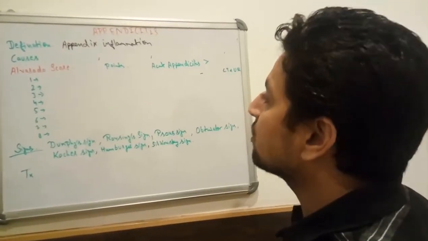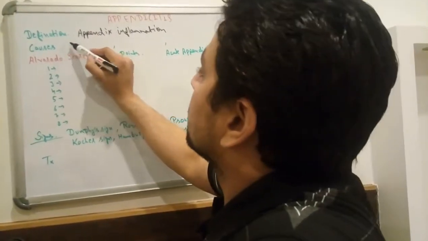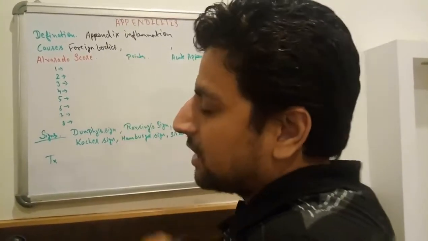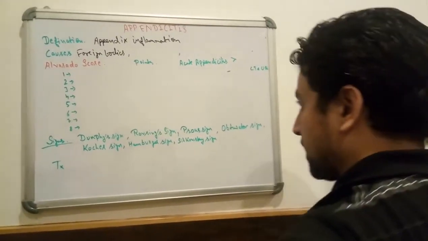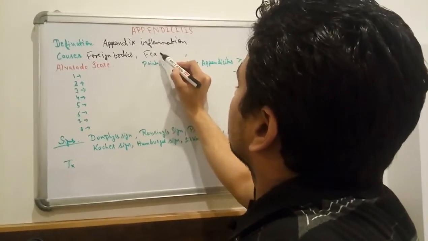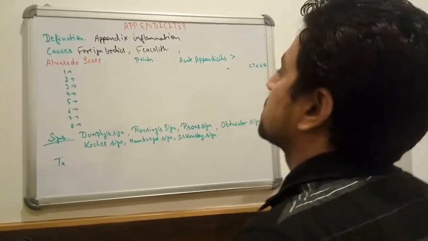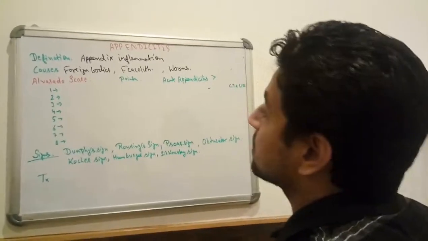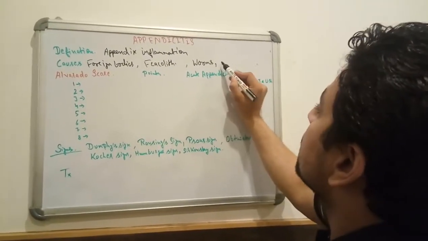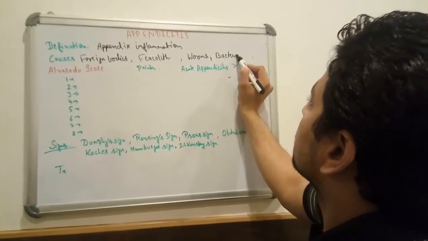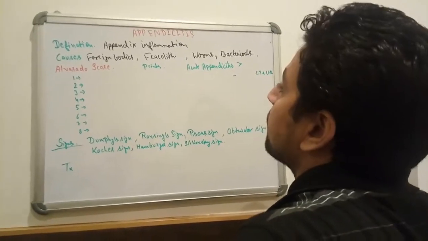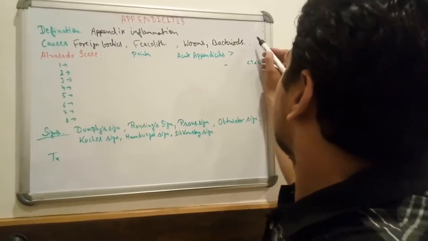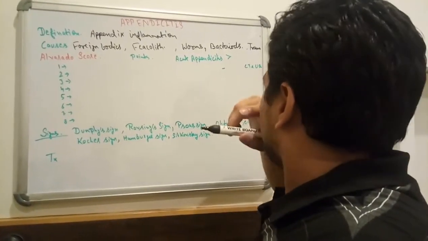Now we are going to learn about the causes. What causes the inflammation of appendicitis? The causes include foreign bodies, maybe any particle, anything that is foreign for our body is known as foreign bodies. Another one, fecalith, yes, sometimes worms, hormones, such causes. Sometimes bacteroides is the most common bacteria causing inflammation of appendix, and trauma, never forget trauma, T-R-A-U-M-A, trauma.